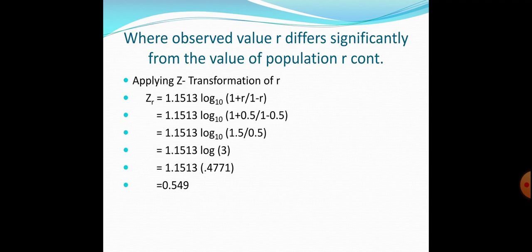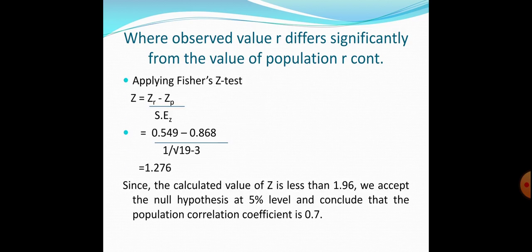Now simply apply the Z transformation for r. Just equate the values and you will get the value 0.549. And now the Z transformation for rho, and you will get the value of Z_rho as 0.868. Then apply the Fisher's Z test, that is Z_r minus Z_rho divided by the standard error of Z. Standard error of Z is equal to 1 divided by square root of n minus 3. So after calculating you have the value of 1.276. This is your calculated value.